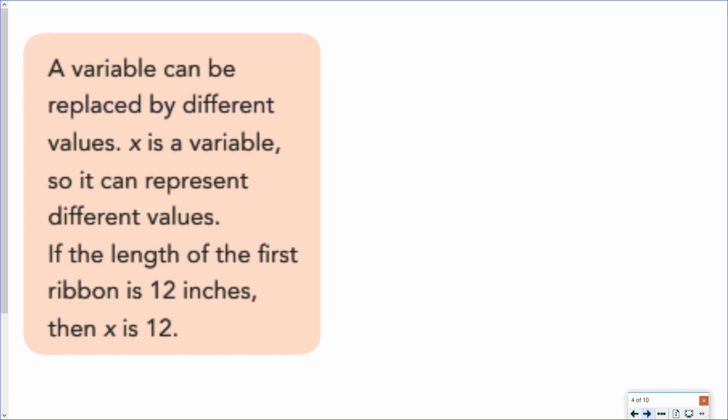So a variable can be replaced by different values, which is why it's called a variable. It'll vary, it'll change depending on the situation. x is a variable, so it can represent different values. So if the length of the first ribbon is 12 inches, then instead of x, we'd put 12. If we were told that the length was 5, we would put a 5 instead of the x. And that'll be things we do in a future lesson.